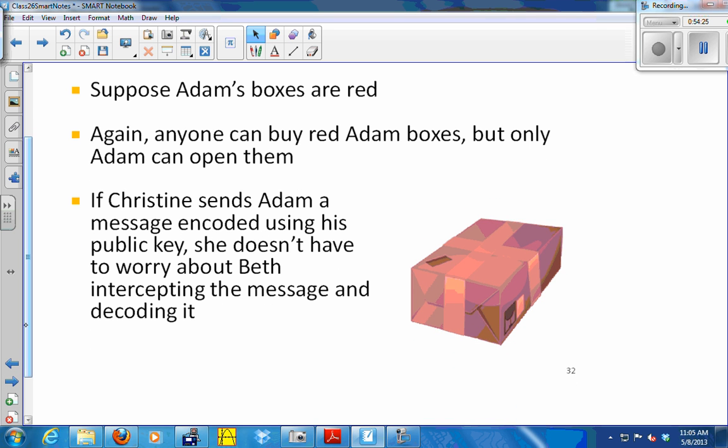And let's say Adam's boxes are red. Anyone can go to the store and buy red boxes so that they can send Adam a message, but only Adam can open red boxes. So if Christine sends Adam a message encoded using his public key, she doesn't have to worry about Beth intercepting the message because Beth can't open red boxes.